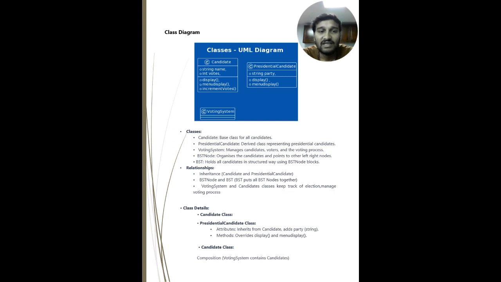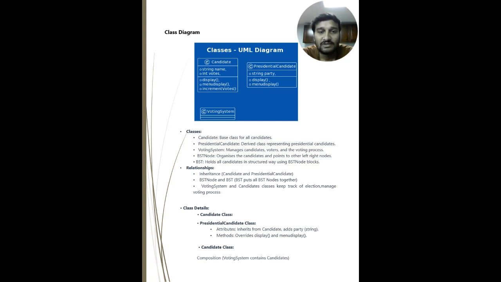The last class we have is the voting system class. This is the big boss that manages the whole voting process. It keeps a list of candidates, a stack of voters waiting to vote, a queue for those in line, and a list of people who have already voted. It also uses the binary search tree to sort and display candidates.